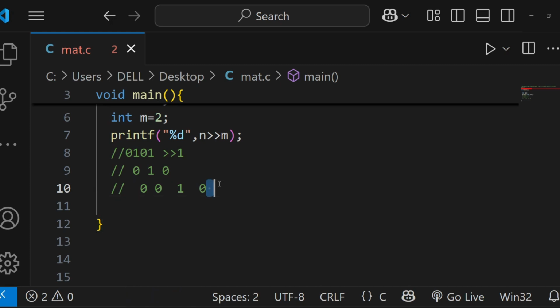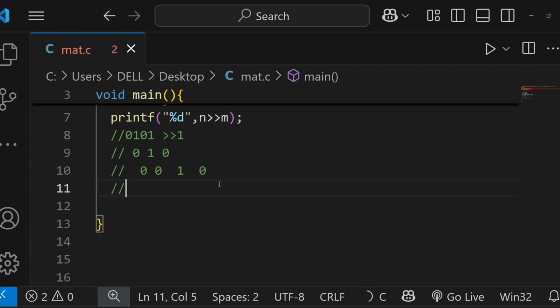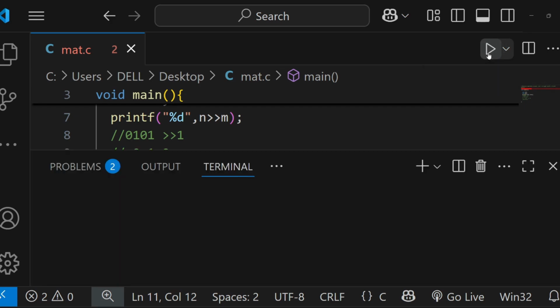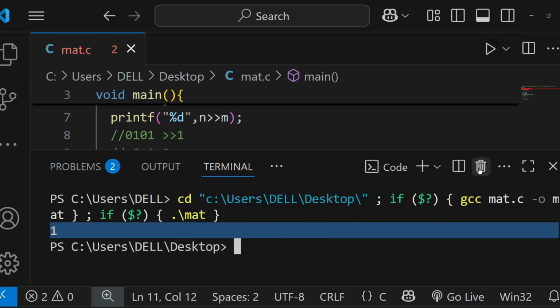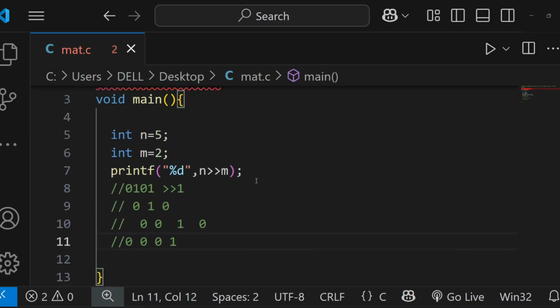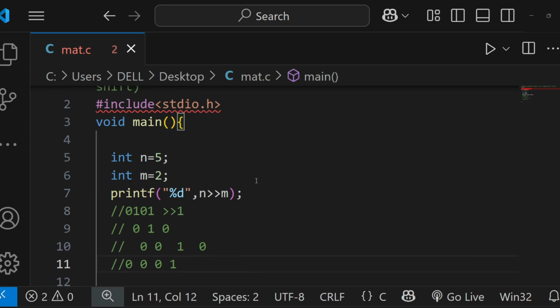So now if I just try to run the code, what will be 0 0 0 and 1, because I'm shifting one more time. So now my answer should be 1 instead of 2. See, I'm getting the answer. Exactly. Very good. I think it is understandable now. It is clear to you.